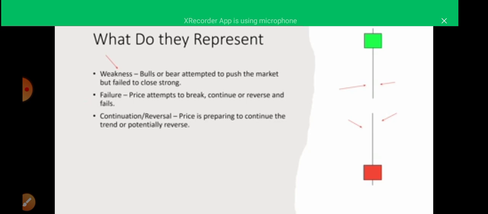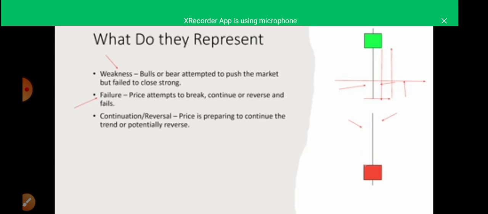It also represents a failure. Price attempts to break, continue, or reverse and fails. So let's say this is a key level in the market. This candle was once bearish, which attempted to break the key level, but because it didn't close strong bearish, it failed and rejected this level. It failed to break, continue, or reverse.